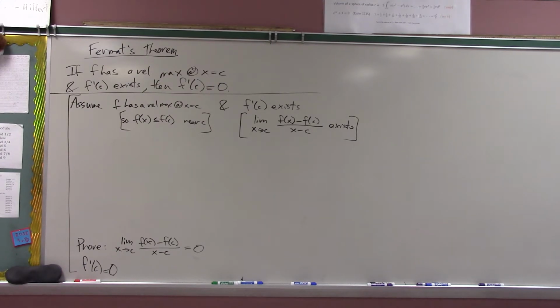f of x can equal f of c because if f has a relative max at x equals c, then f of x must be less than or equal to f of c. And in order to get the limit to equal 0, the numerator must equal 0, and so f of x must equal f of c, and that is possible. Right. Well, we hope that that works out, right?